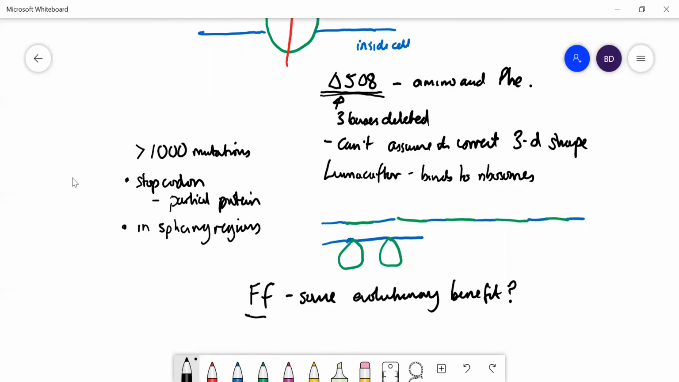So that's cystic fibrosis, a lot more of a difficult problem to sort out than sickle cell, mainly because they were trying to find a needle in a haystack, but they didn't know what they were actually looking for.